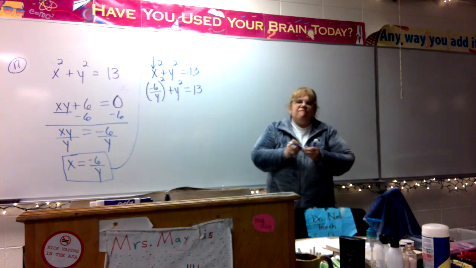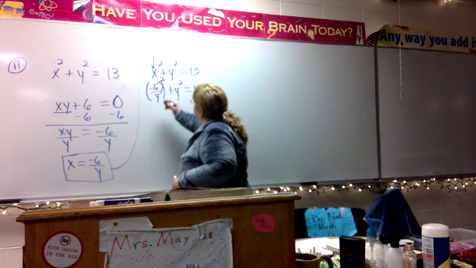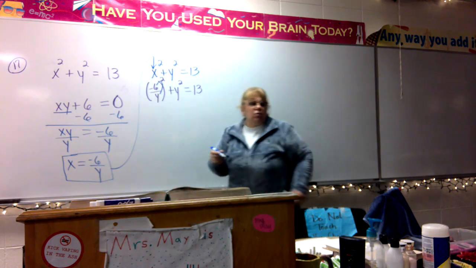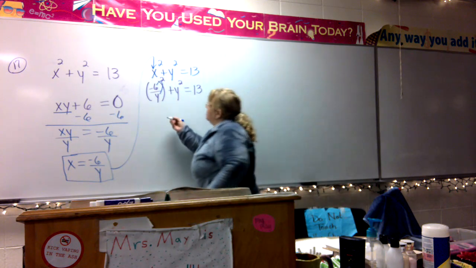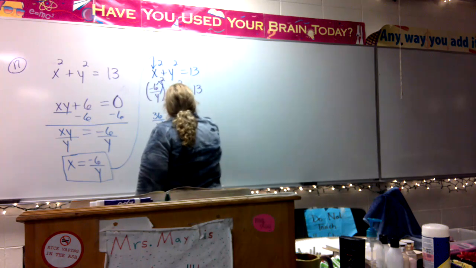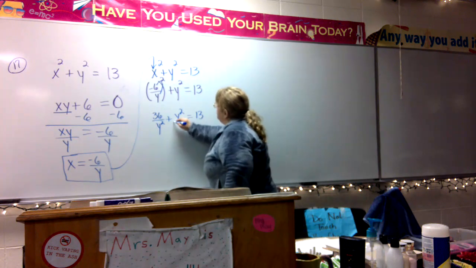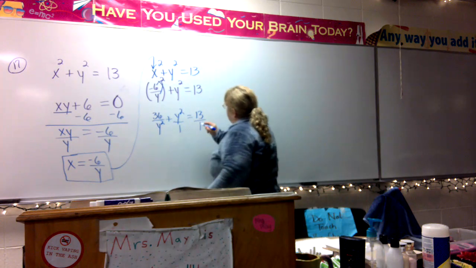When I square that fraction, remember you have to square the top, square the bottom. What is -6 squared? 36. And on the bottom you get a y squared plus y squared equals 13. Do you mind if I put a 1 under there and a 1 under there?